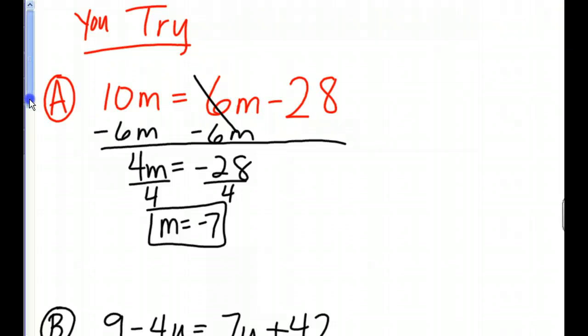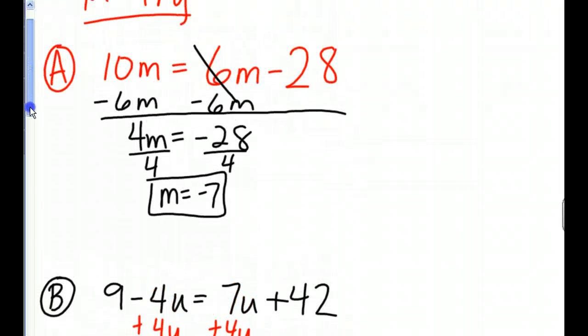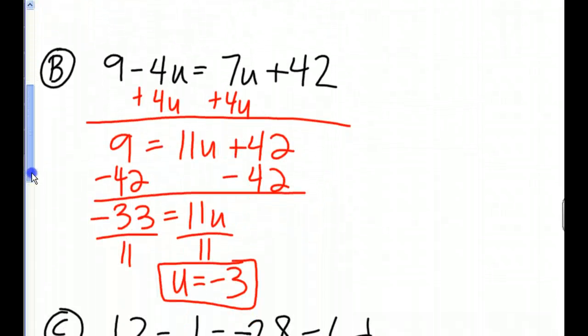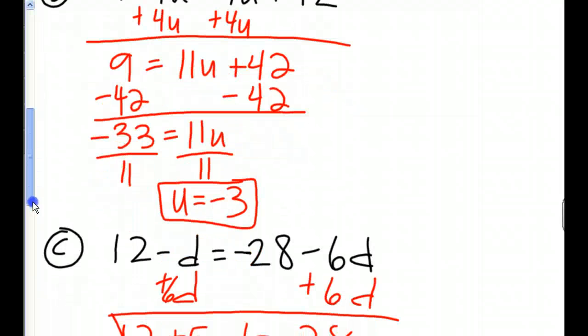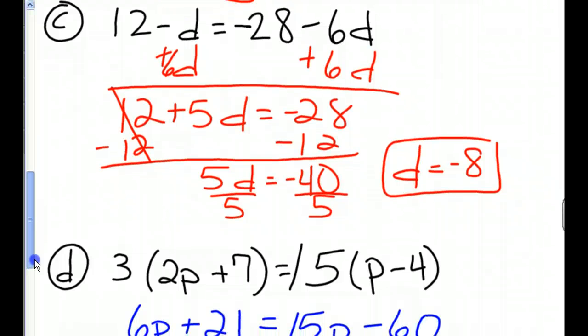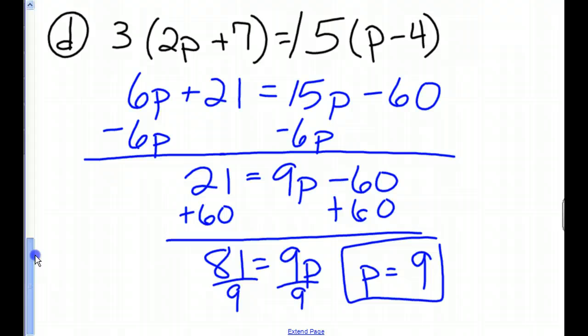All right, so the answers for the U-tries. A, the answer is -7. And if you need to see the work for these, just pause it. B, the answer is U equals -3. C, the answer is D equals -8. And D, the answer is P equals 9.